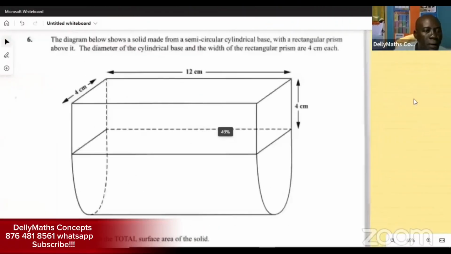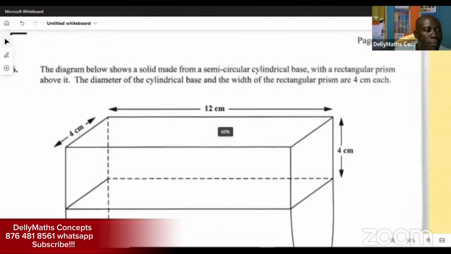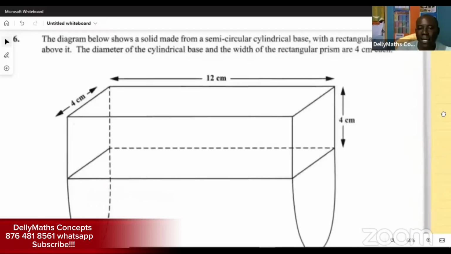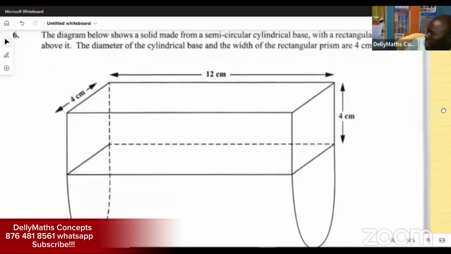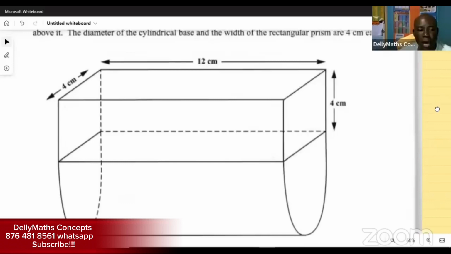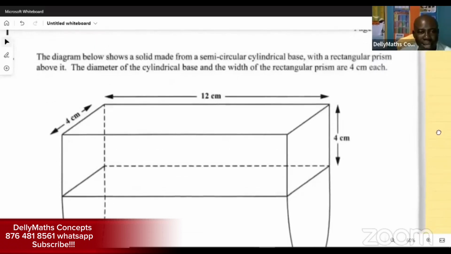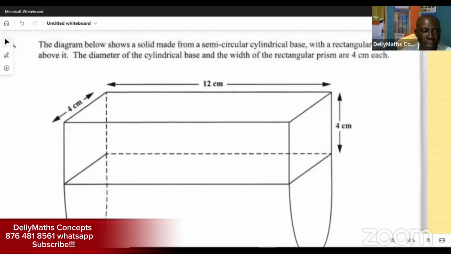It says that the diagram below shows a solid made from a semicircular cylindrical base. All right. So we're talking about a semicircular cylindrical base with a rectangular prism above it. So you could see half of a cylinder at the bottom, and then we're seeing a cuboid, which is a rectangular prism, on it. And we're seeing the measurements.